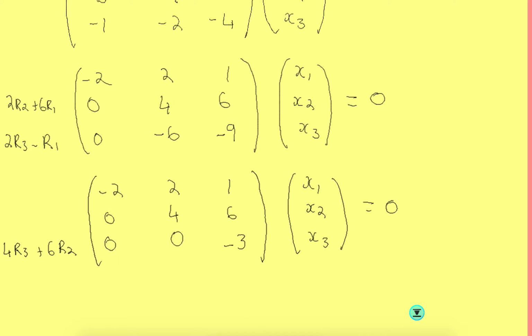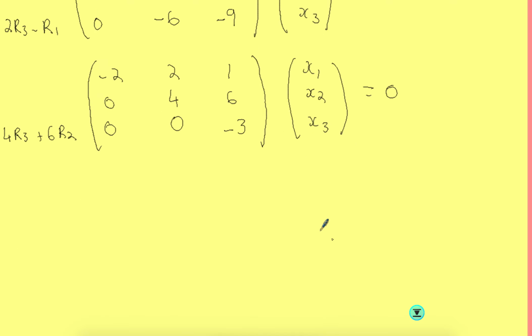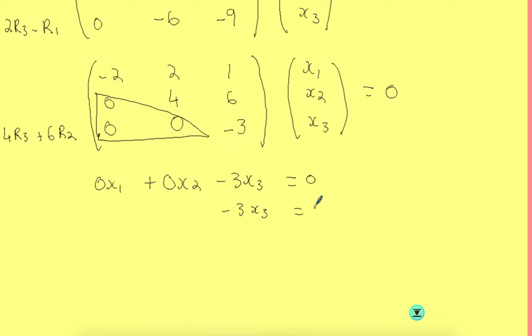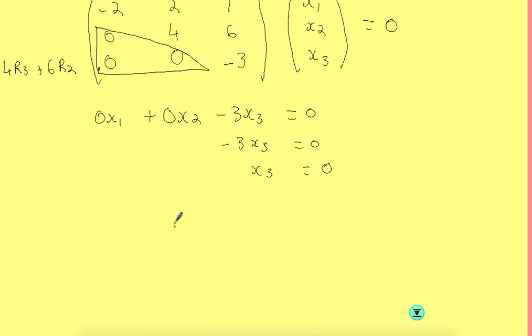Okay, so we've got a slightly different setup. We've still got our bottom three elements there being 0, which is what the question asked me. So from this bottom equation, I've got 0x1 plus 0x2, take away 3x3 is equal to 0. So that just means that negative 3x3 equals 0, which tells me that x3 equals 0 divided by negative 3, which is just 0. Cool. Easy stuff.